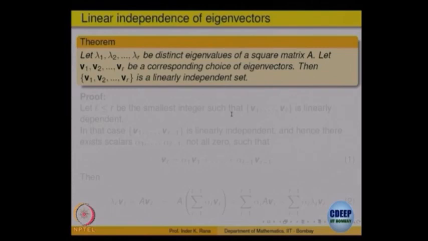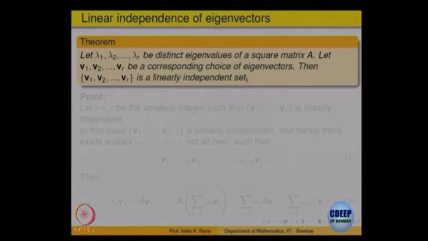First of all, there is an observation. Suppose lambda 1, lambda 2, ..., lambda r are distinct eigenvalues of a square matrix. All the eigenvalues may not be distinct, since they are the roots of the characteristic polynomial, and roots can repeat. So, let us assume that out of the n, lambda 1, lambda 2, ..., lambda r are distinct eigenvalues of the given matrix, and V1, V2, ..., Vr are the corresponding eigenvectors. Then the claim is that this set is linearly independent.